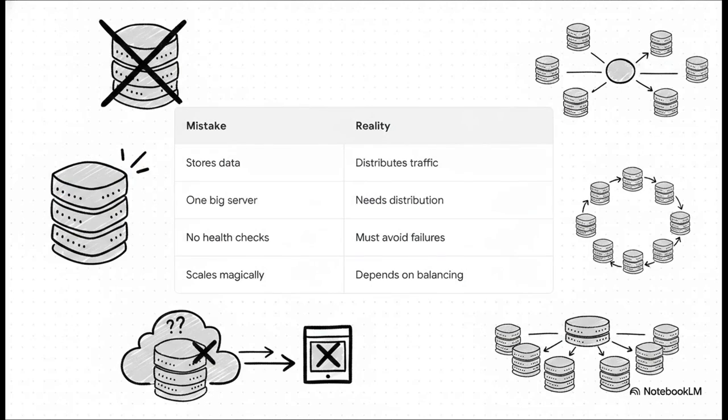Real quick before we wrap this up, let's clear the air on a few beginner misconceptions. First up, load balancers distribute traffic. They do not store your application's data. Second, buying one massive God-tier server does not solve your scaling issues. You will always need to distribute the load eventually. Third, health checks? Yeah, they are not optional. They are absolutely mandatory if you want your traffic to avoid hitting dead servers. And finally, cloud apps do not magically scale themselves out of thin air. They are 100% dependent on these load balancers pulling the strings behind the scenes.